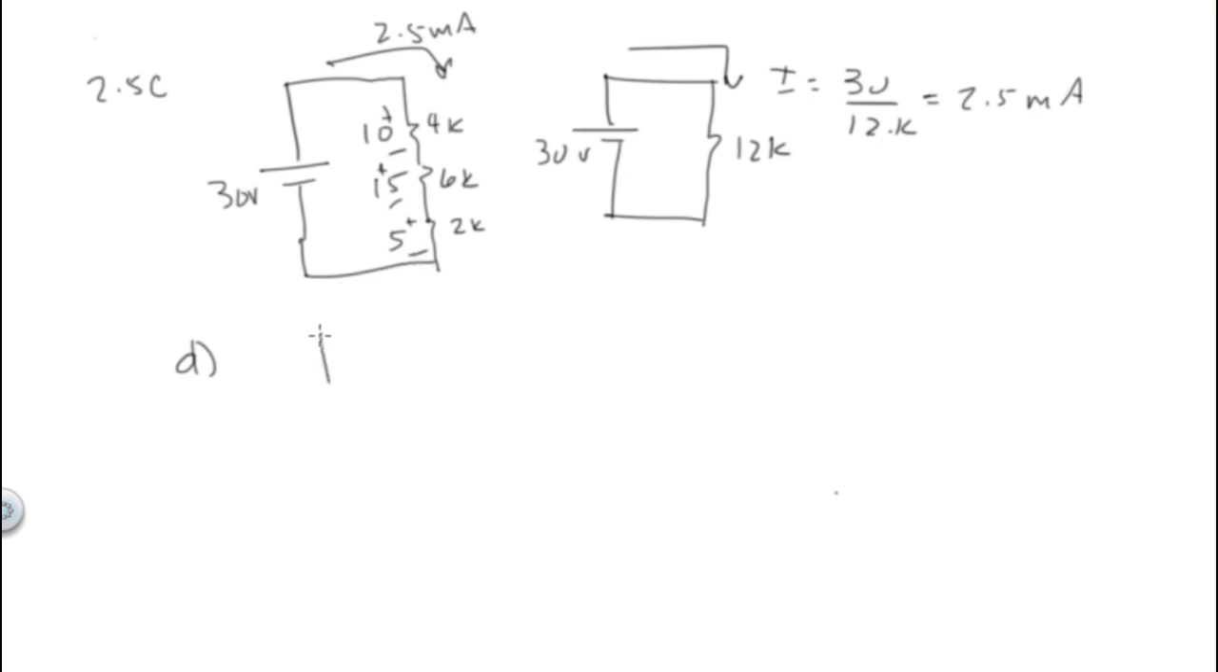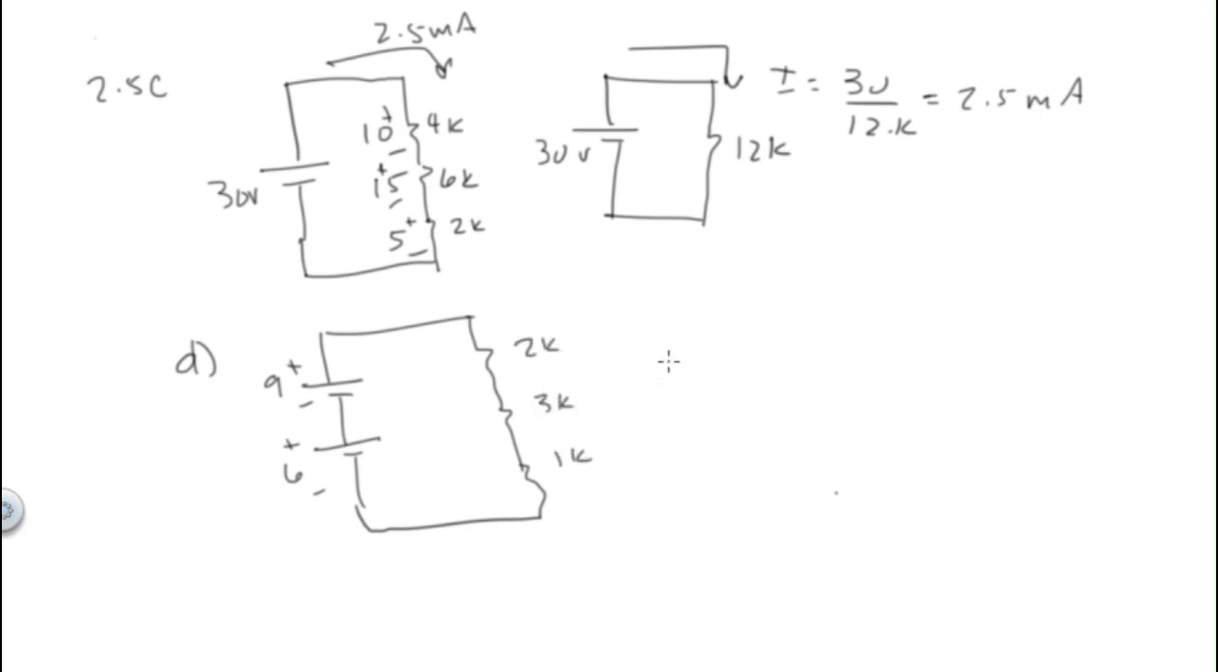In this case, I have a 9 volt, and I have a 6 volt. And over here I have a 2K, 3K, and a 1K. So here I combine these two. That's equal to what? 15 volts. Over here I combine these three into one resistor. What is 2 plus 3 is 5 plus 1 is 6K.